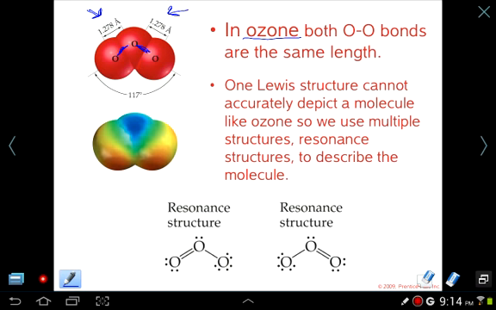And so what we do is we essentially have to draw both molecules following the octet rule, and then we draw a double-headed arrow between them, showing that the true molecule is an average of the two, because that is how nature forms it. So that's how we must represent it. We must represent this molecule as having equivalent bonds, and we do this through resonance.